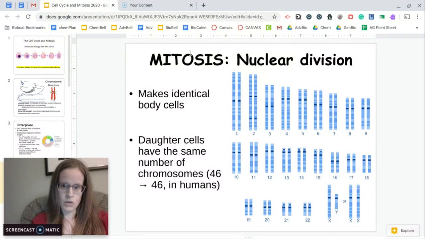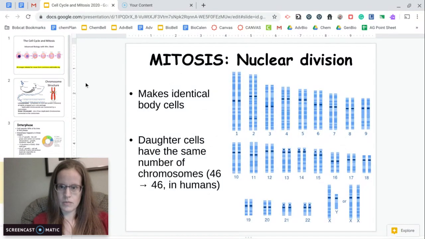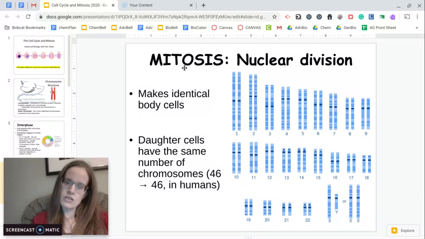Then the mitosis part of the cell cycle, you notice that is in here too, this little blue part. After G2, the cell could go into mitosis. Mitosis is a division of the nucleus. You use mitosis when you want to make identical body cells. Some really simple organisms use mitosis to reproduce. Like bacteria use a type of mitosis to make another copy of themselves. You don't do that. You do meiosis, which we'll talk about later.